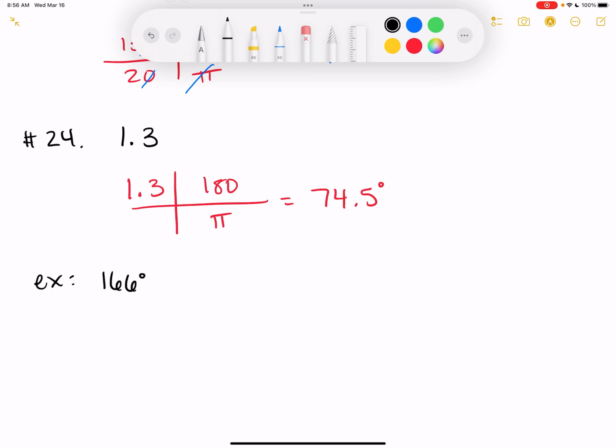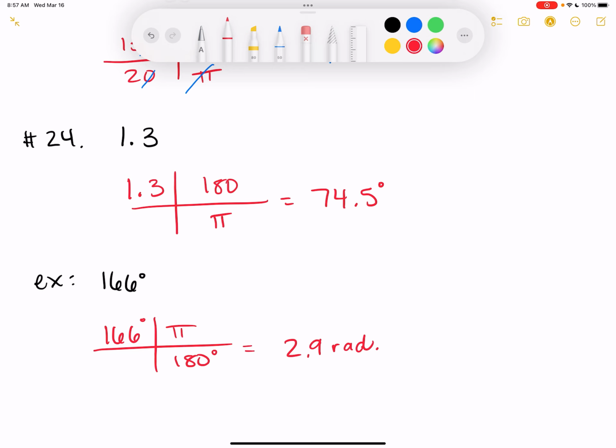166 degrees. So that conversion is flipped. It's going to be pi over 180. So 166 times pi over 180. These are degrees, so technically the degrees are canceling. 2.9, and we're going to put it as radians.